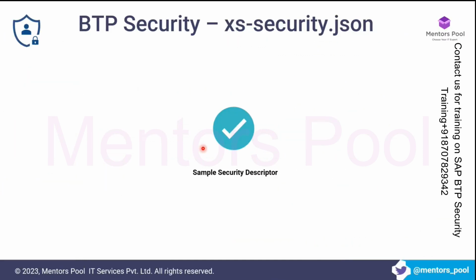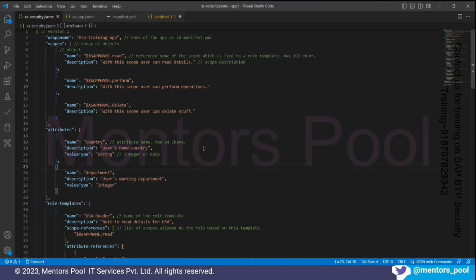Next, we saw the xs-security.json file, which we were covering yesterday. At this point, we left yesterday's session and I'll pick it up from there. Before I go ahead with that, do you guys have any questions regarding what we covered yesterday? All right, looks like no. I'll go ahead then. So yesterday in xs-security.json, we covered the XS app name, the scopes, what is meant by a scope, how we can deal with scopes in our applications, and then attributes.